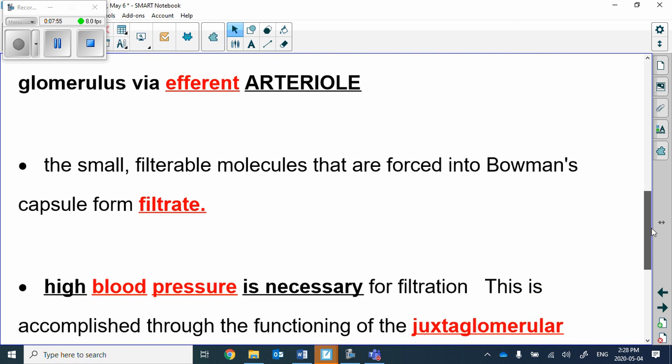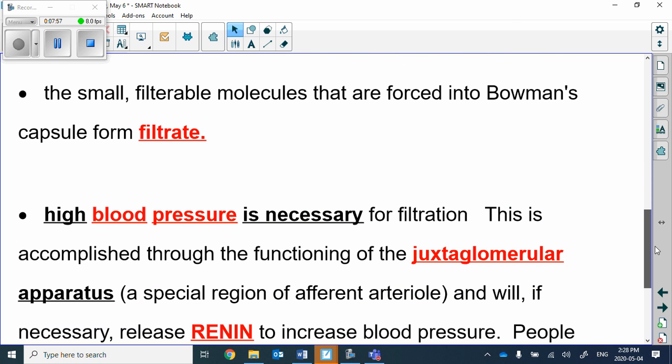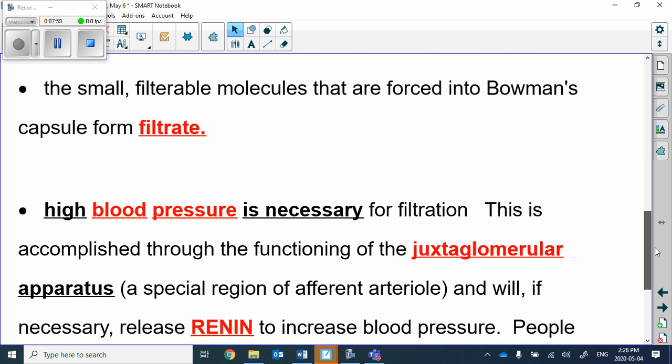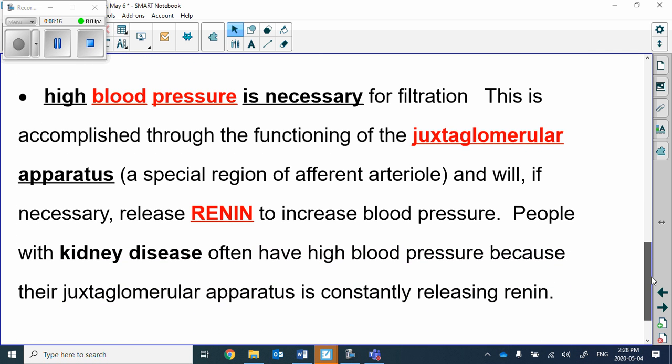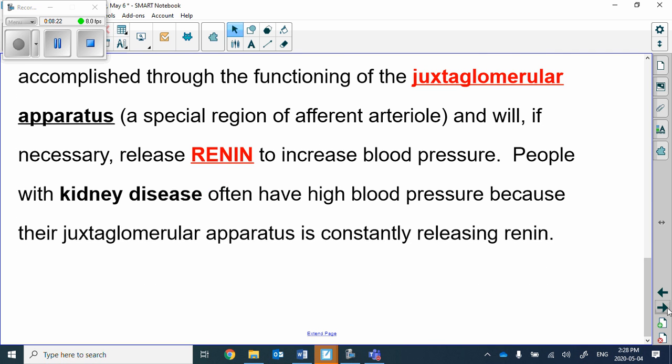High blood pressure is necessary for that filtration. So this is accomplished through the functioning of the juxtaglomerular apparatus. So this is that special region of the afferent arteriole that we kind of drew on our map, our diagram on page 13. And it will, if necessary, release a chemical called renin to increase the blood pressure. People with kidney disease often have high blood pressure because their juxtaglomerular apparatus is constantly releasing renin.